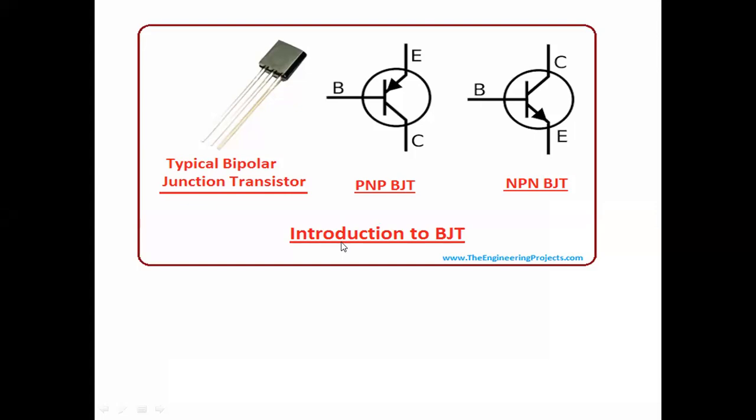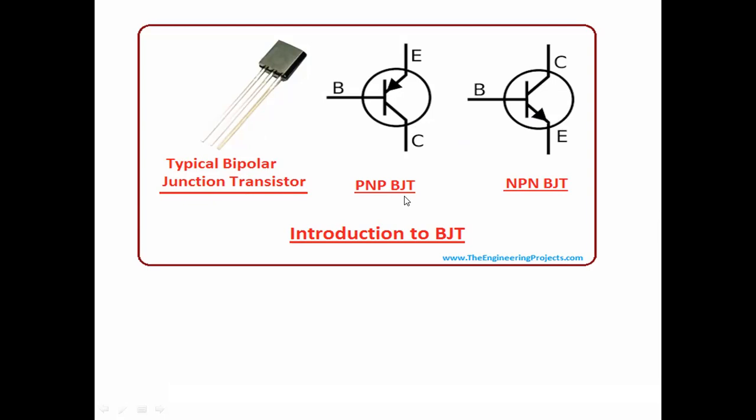If you observe this slide, you can find the BJT, that is, the bipolar junction transistor. It has three terminals. In the symbol for the PNP transistor, the arrow is inward, whereas in the NPN transistor, the arrow points outward. This is the basic difference between the PNP and NPN transistor circuit symbols.